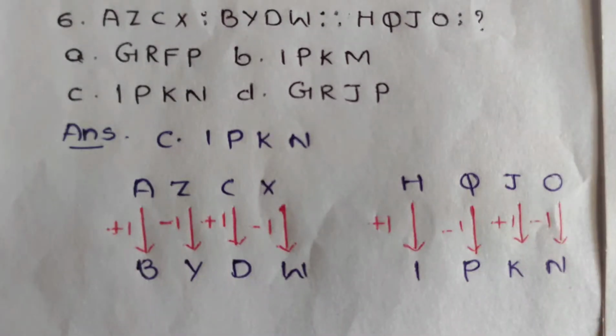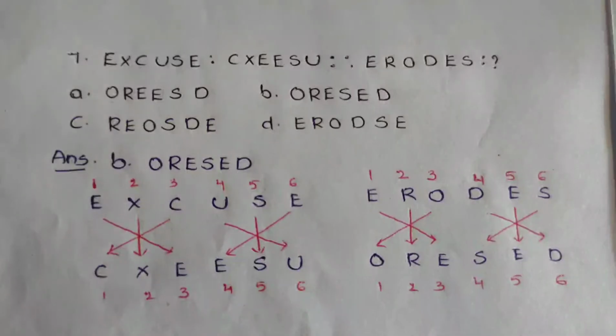So the seventh question is: EXCUSE is to CXEESU. Similarly, ERODES is to question mark. So the options are OREESD, ORESED, REOSDE, ERODSE. So now first let us find out the relation between the first set.